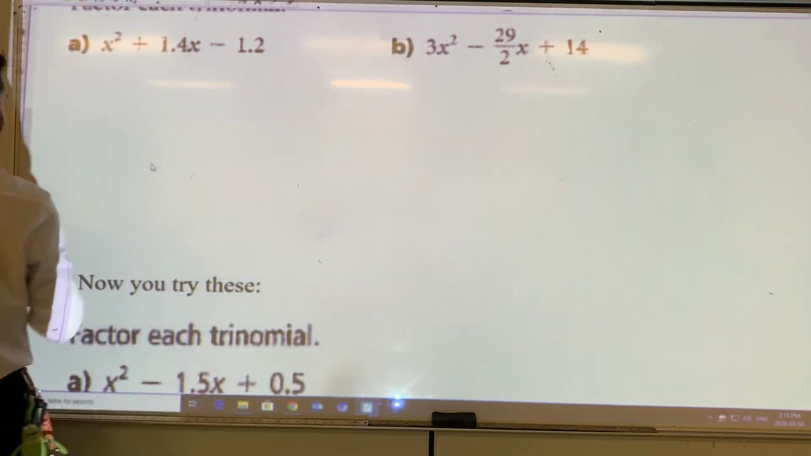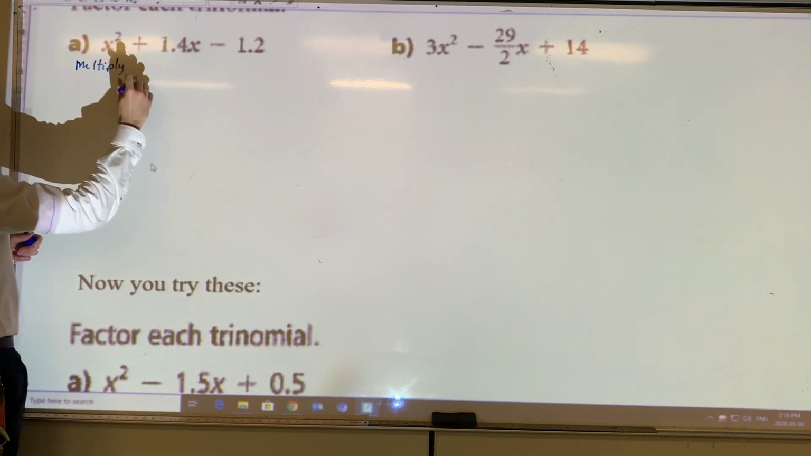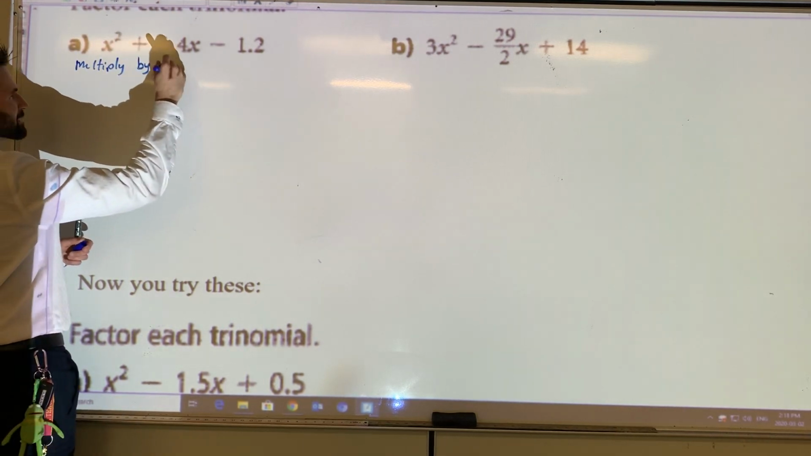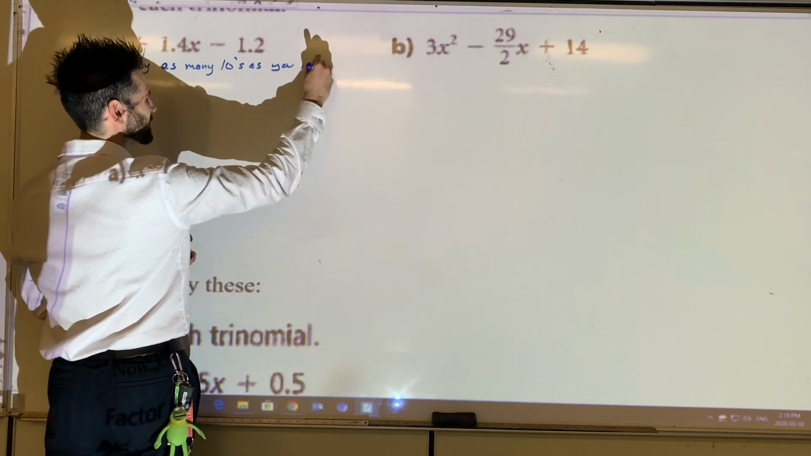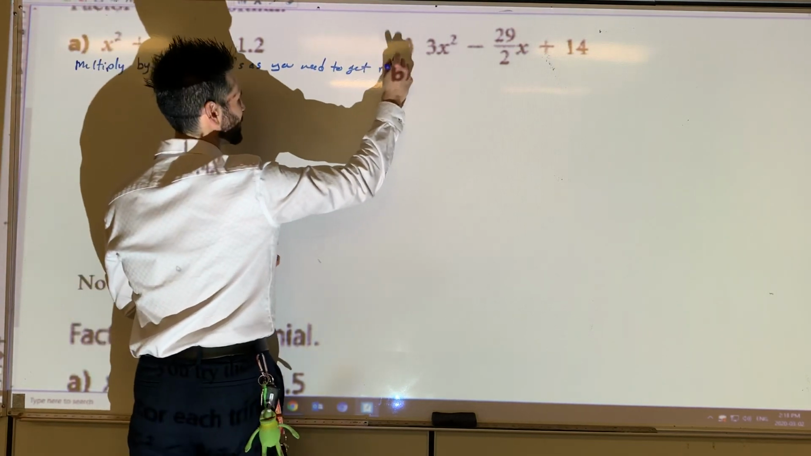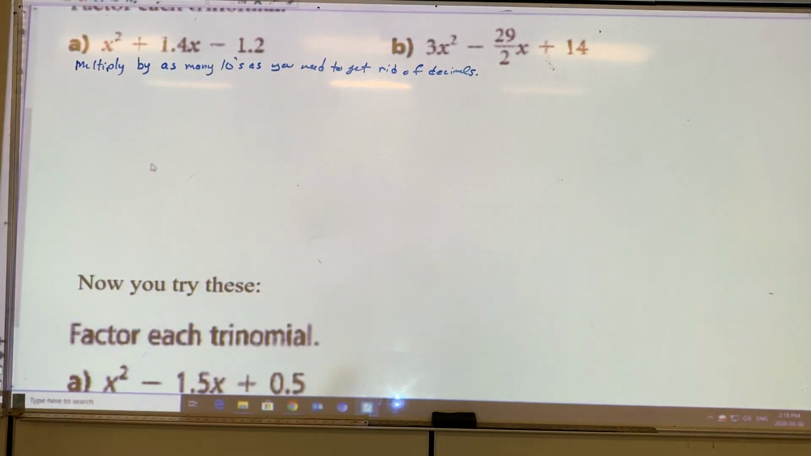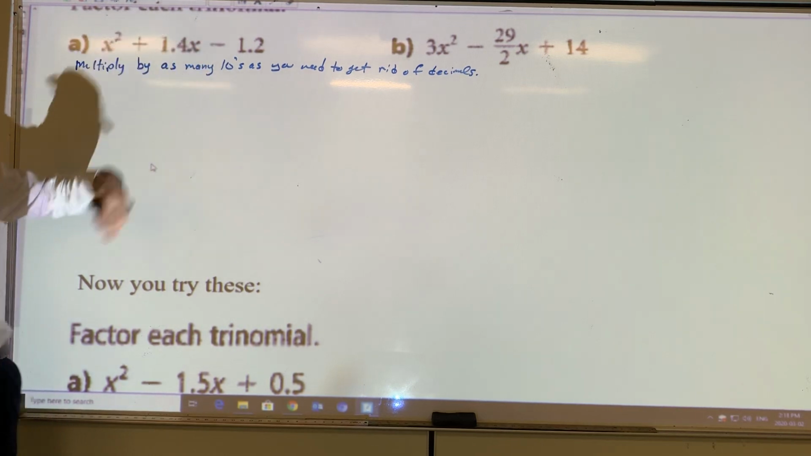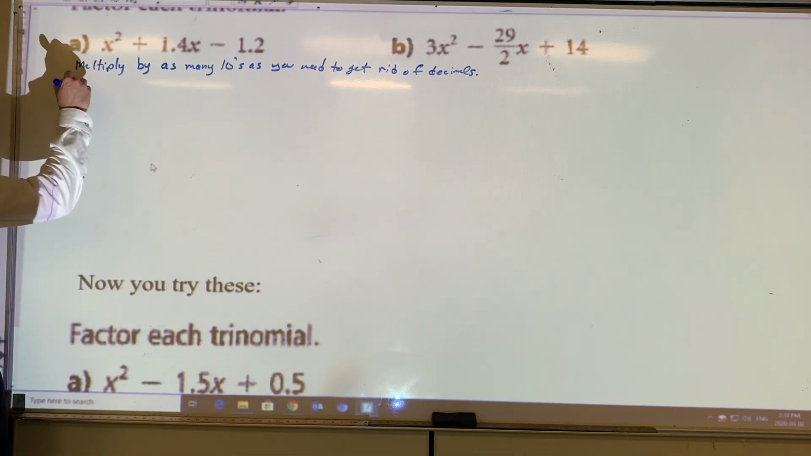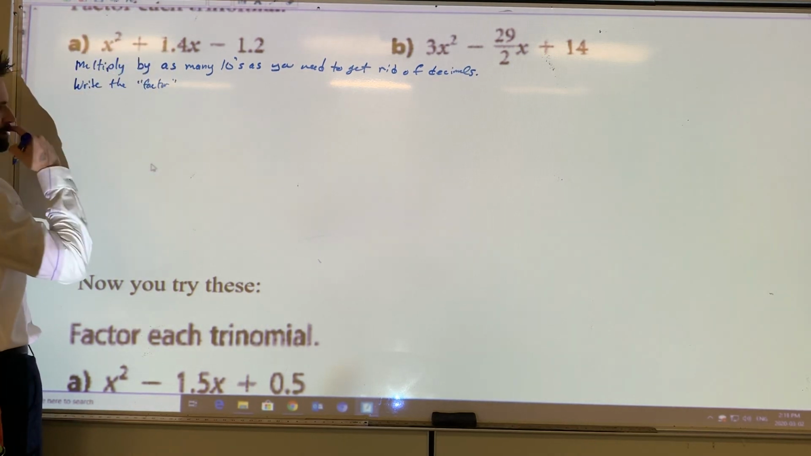Like in case you have a decimal. Okay, how do you handle a decimal? Well, multiply by as many tens as you need to get rid of decimals. It never comes up again, so I kind of hate it, but I have to show you. If you have decimals, multiply by as many tens as you need. So in this case, if I multiply everything by 10, then I would get rid of all the decimals. And then you write the factor. I'm going to call it the factor. It's probably a bad word for it.